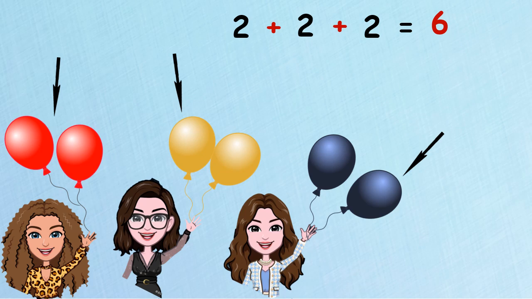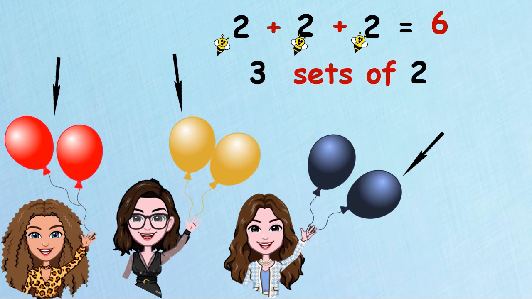And remember, that is called repeated addition. We are repeating the numbers. So we have 1 set of 2, 2 sets of 2, 3 sets of 2. We have 3 sets of 2. And remember, we could replace the words sets of with a multiplication sign. So we say 3 multiplied by 2 or 3 times 2. So that multiplication sign means sets of.